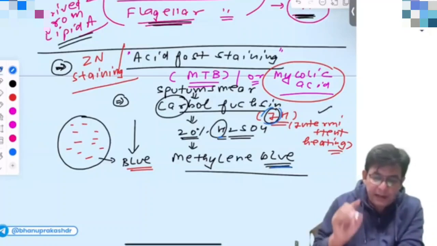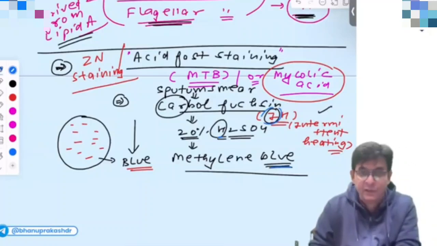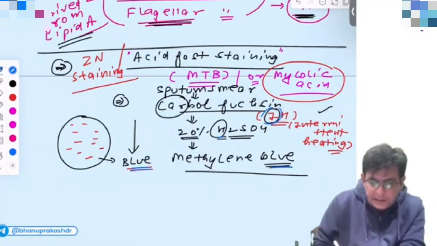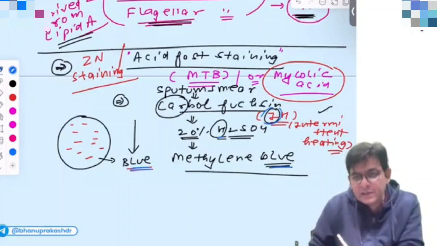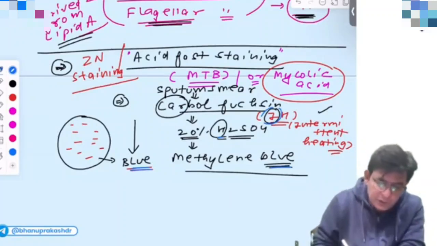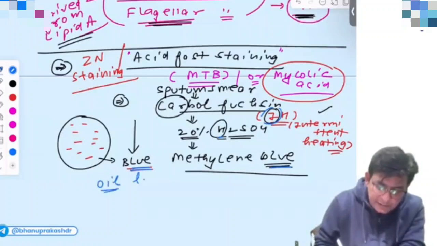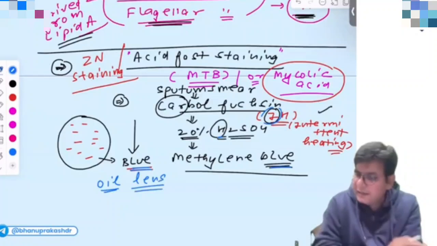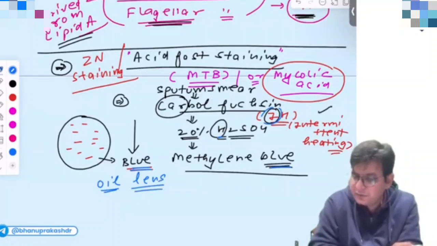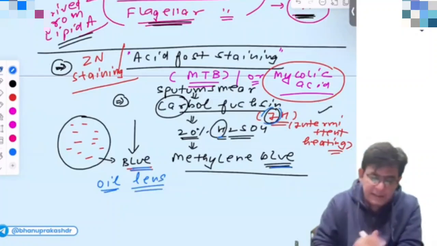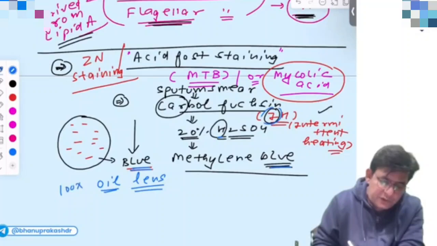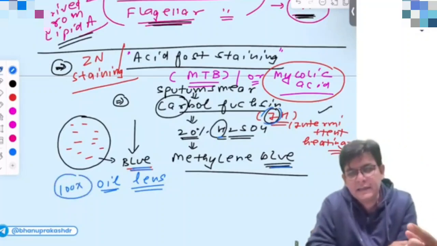Another important point which nobody tells: in which particular power do you see gram staining and Zn staining? You observe them in the oil immersion lens, and that particular one is 100x. So that is the lens in which you observe gram staining and Zn staining.